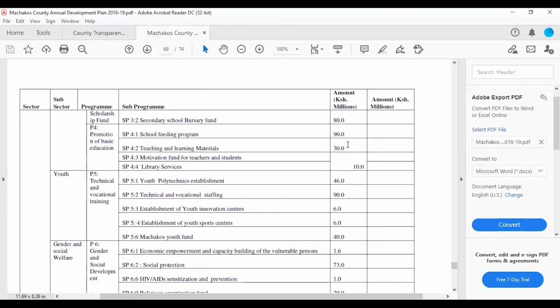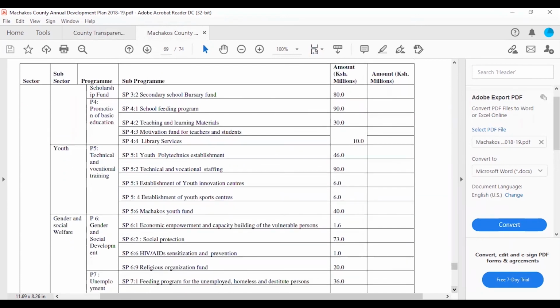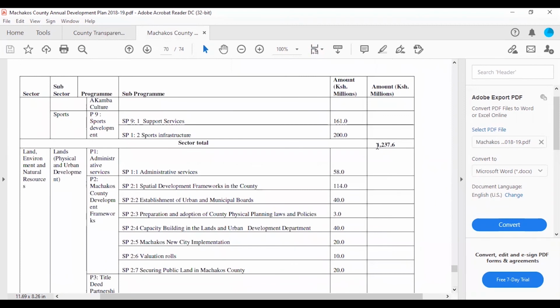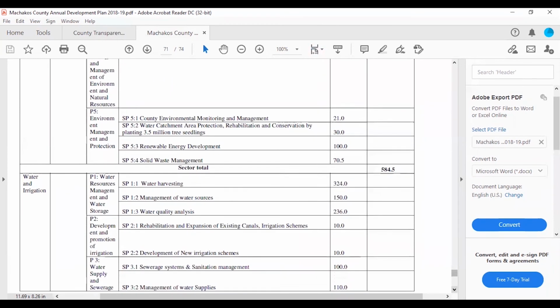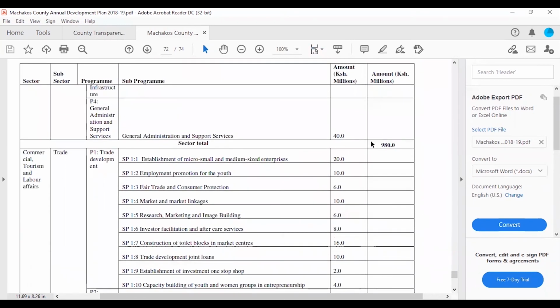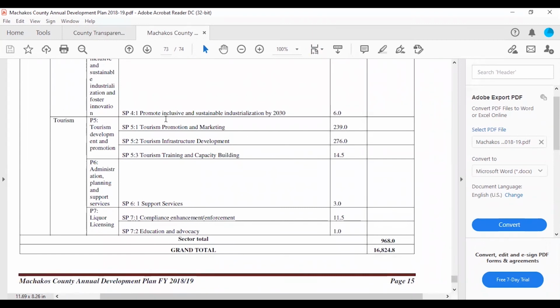By the way, they have been allocated here. You can see the amount here. So to see the total amount, you can see it is 1. This amount of money was allocated towards that. So that is around 1 billion. They're saying amount in shillings, but I think that is 1 billion. And then land environment, 584 million. Water and irrigation, they allocated 980. And then commercial tourism, you can see they have allocated 968. So you can see that the entire amount of money that they have allocated to all the departments is 16 billion.